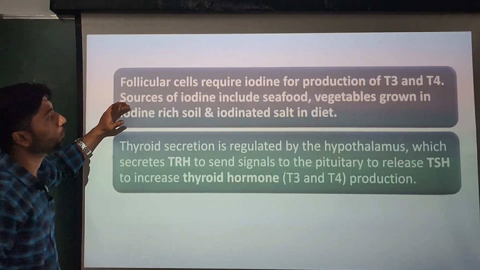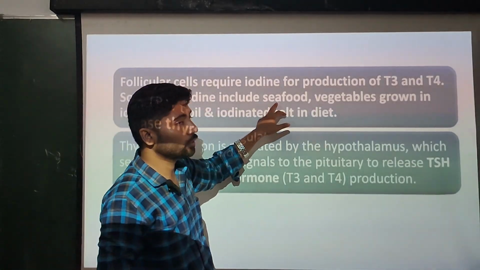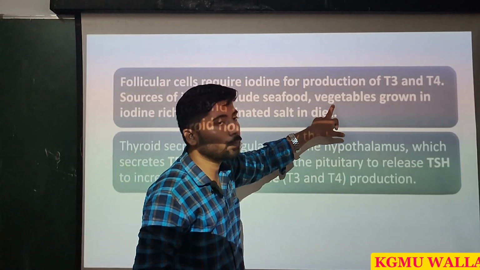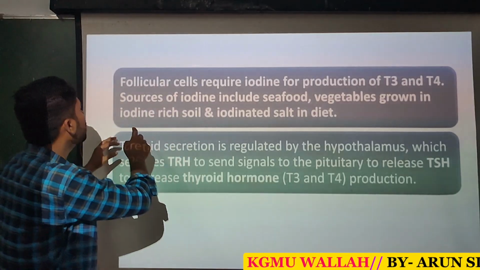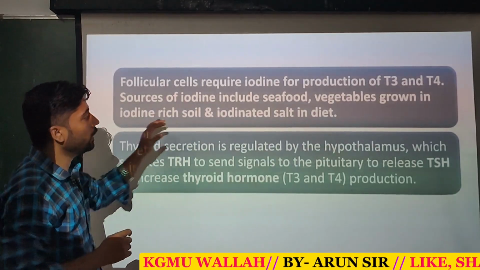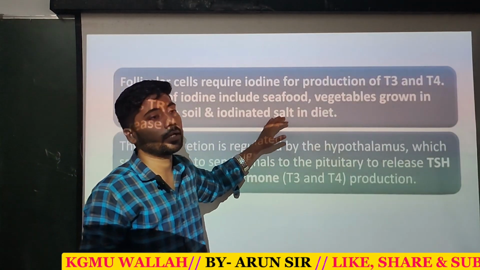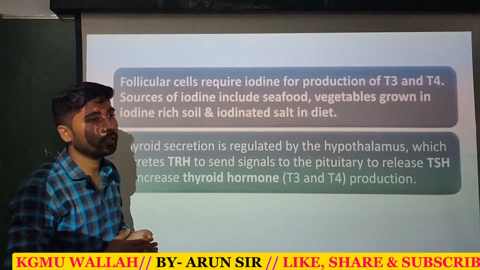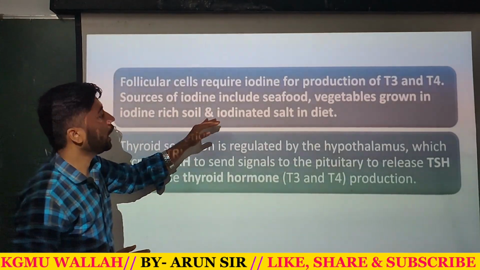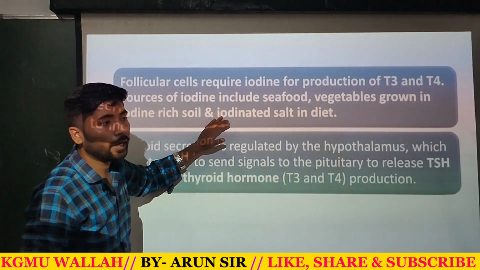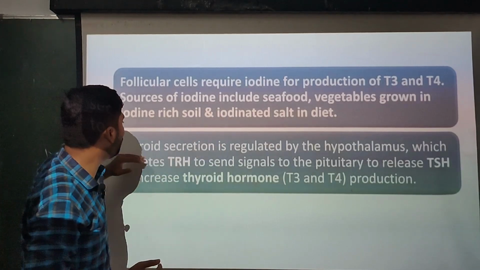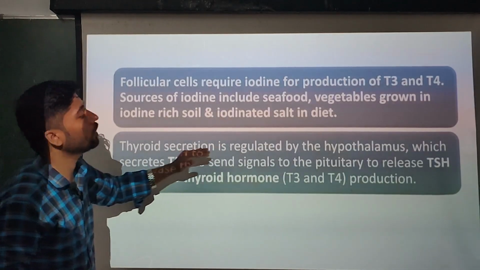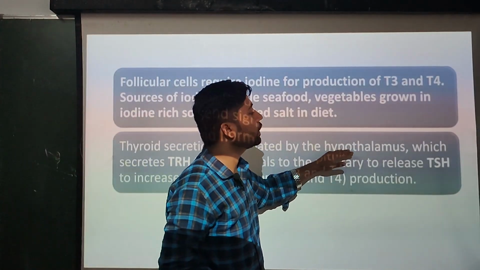And the sources of iodine include seafood and vegetables which are grown in which area? Iodine rich soil, and last is iodinated salt in the diet. If you are taking diets, then it may be iodine rich salt. Okay, iodine rich diet. Thyroid secretion is regulated by the hypothalamus.